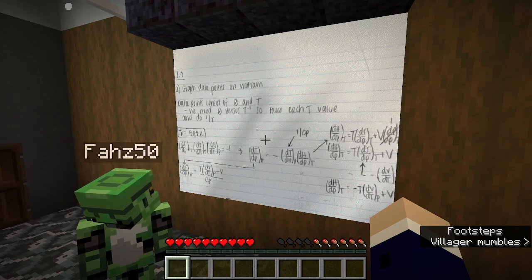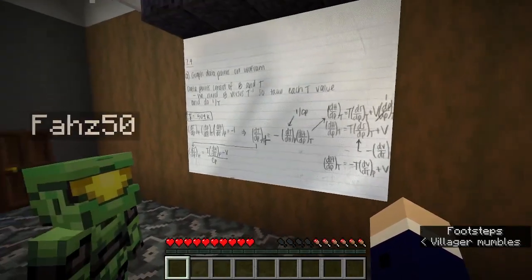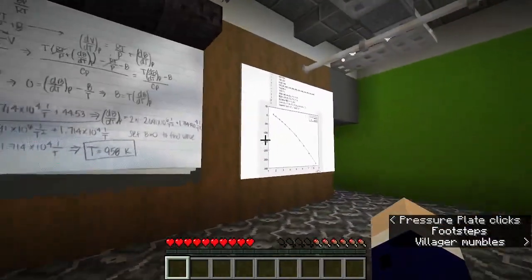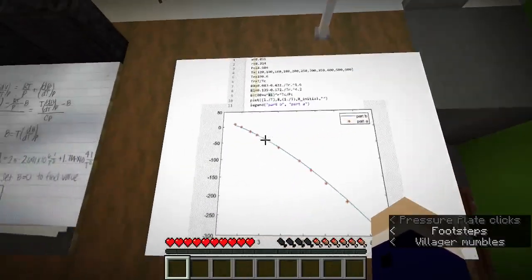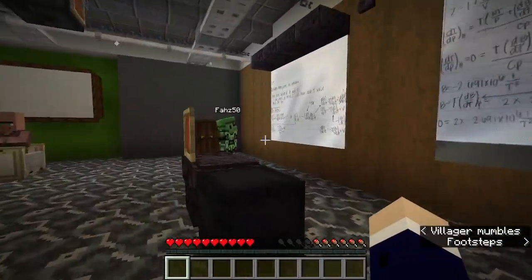Once that's all plotted, and I believe it's over there, but that's okay, that's approximately 504 Kelvin. That's for the boil temperature.